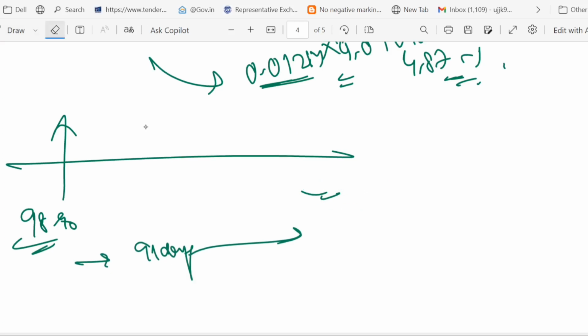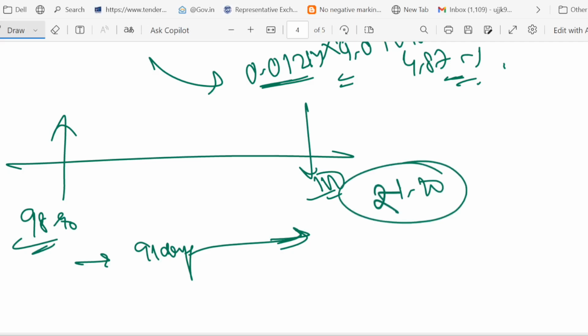Please try to understand what this question is asking you to compute. After 91 days you will get 100 rupees. That is the redemption. So basically, how much is the gain? That gain is 1.20 rupees, isn't it? So that 1.20 rupees gain over the 91 days is your return.